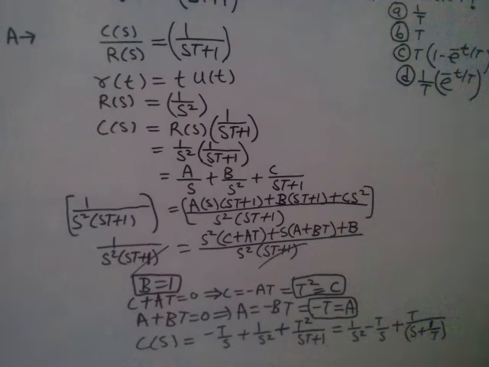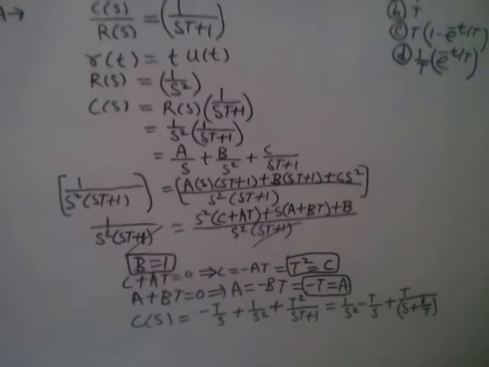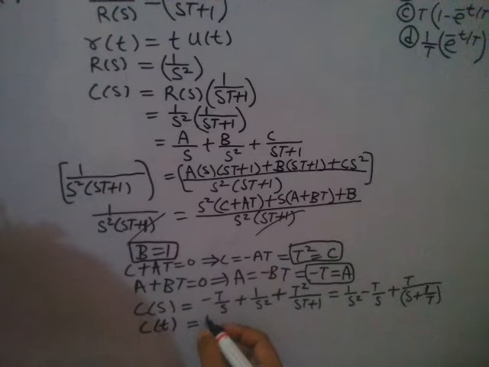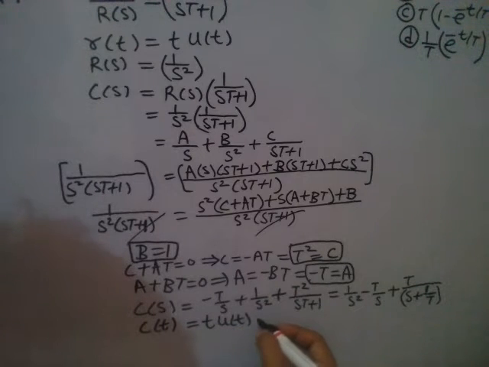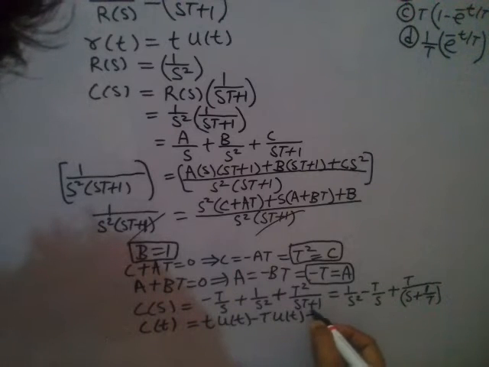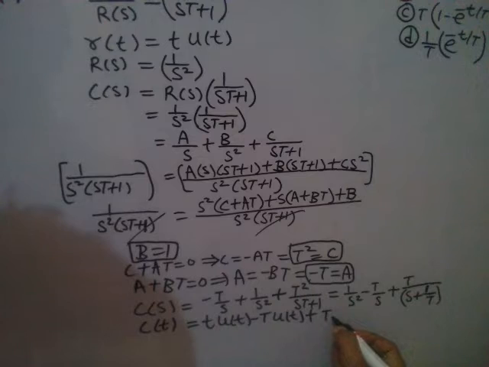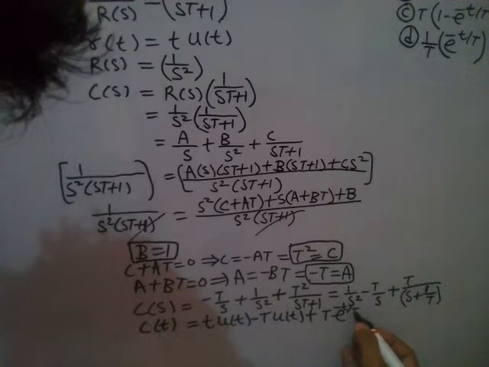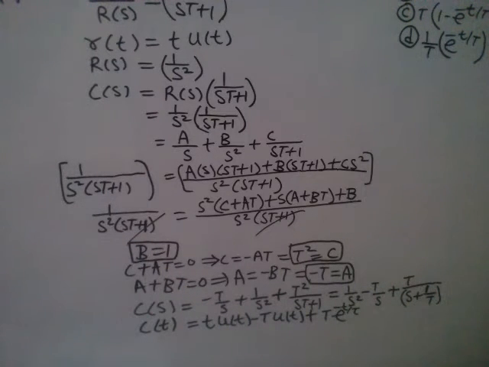So now if you take the inverse Laplace, then you can get c(t) is equal to t u(t) minus T, capital T, u(t), right, plus from here you will get capital T e to the power minus t by tau. So that you will get.